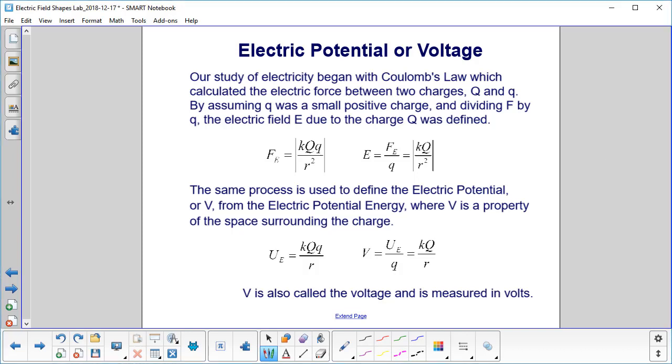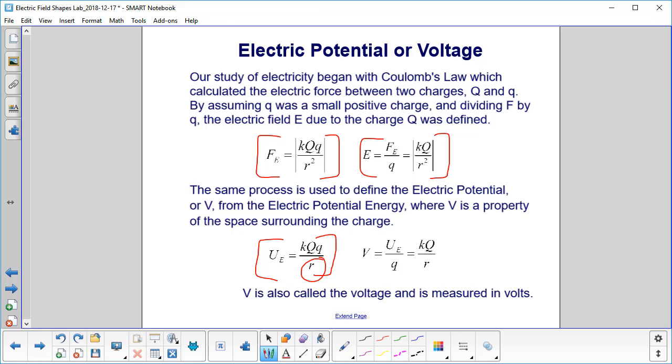We began our study of electricity with Coulomb's law, and we've reviewed that quickly in this lab presentation. And then we divided out the little charge to define the electric field. Now, in the unit presentation, we talked about electric potential energy, which was K times the magnitude of the two charges divided by R, not R squared this time, just the distance between them, R. So for more on that, please go back to the unit notebook.